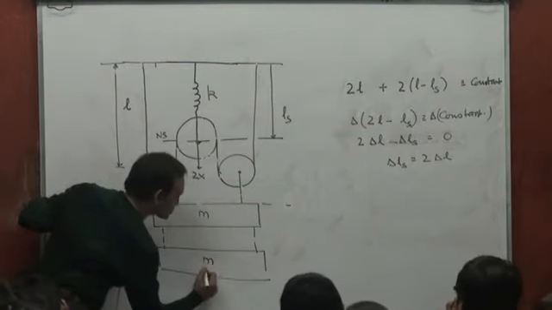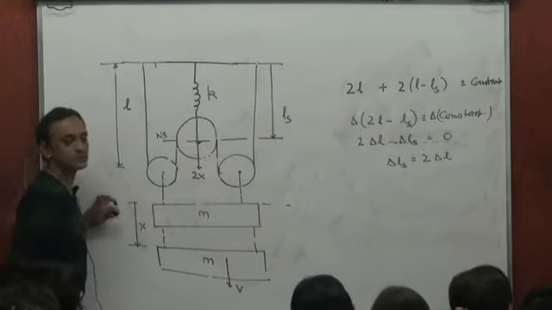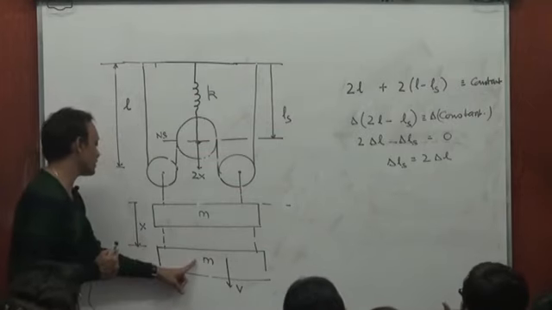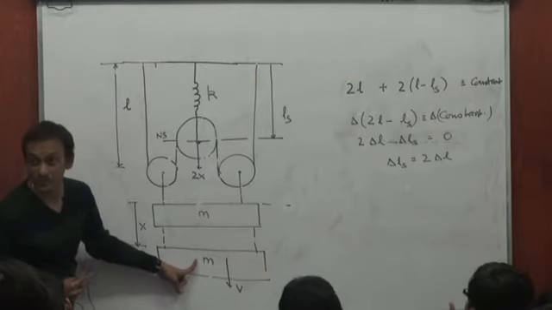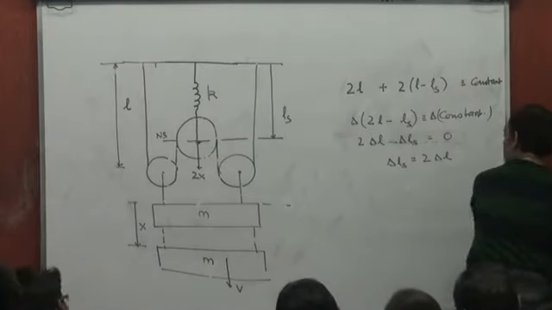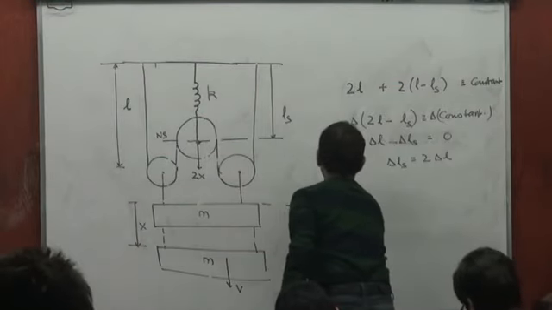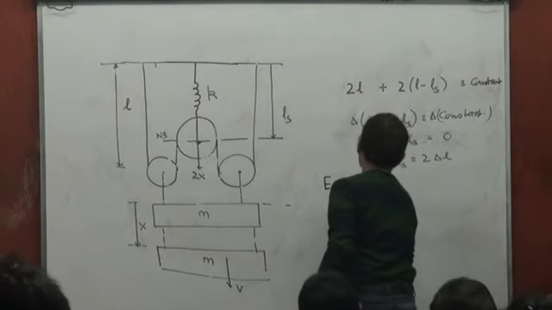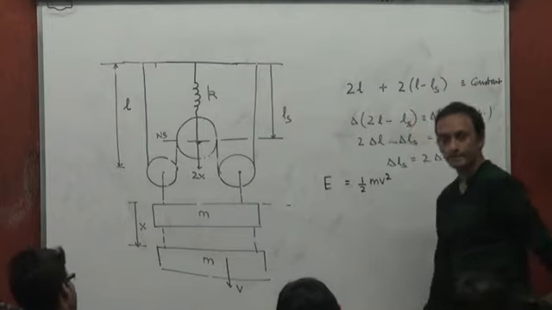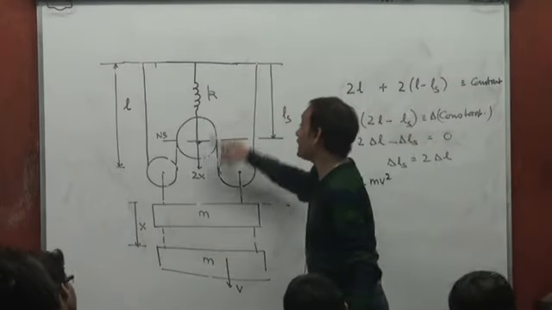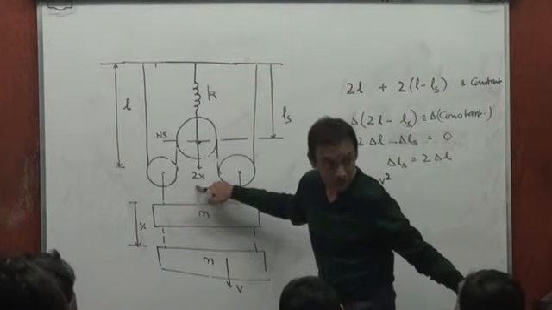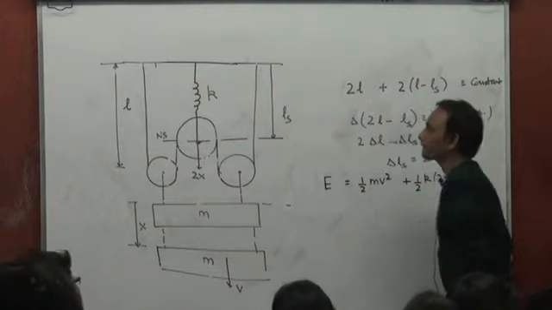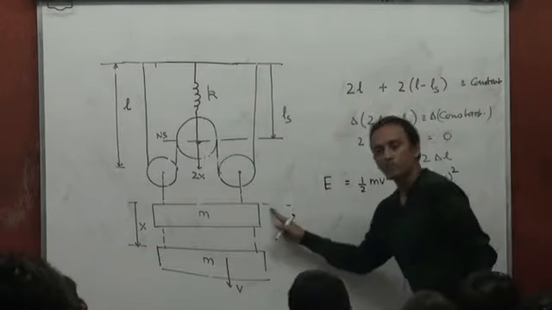And when the mass reaches this position, let's say, V is the velocity of this mass, clear? So let me go ahead and write the energy expression in this state. The energy expression is going to be half mv squared, kinetic energy of this, and then half k, 2x whole squared, minus mgx.